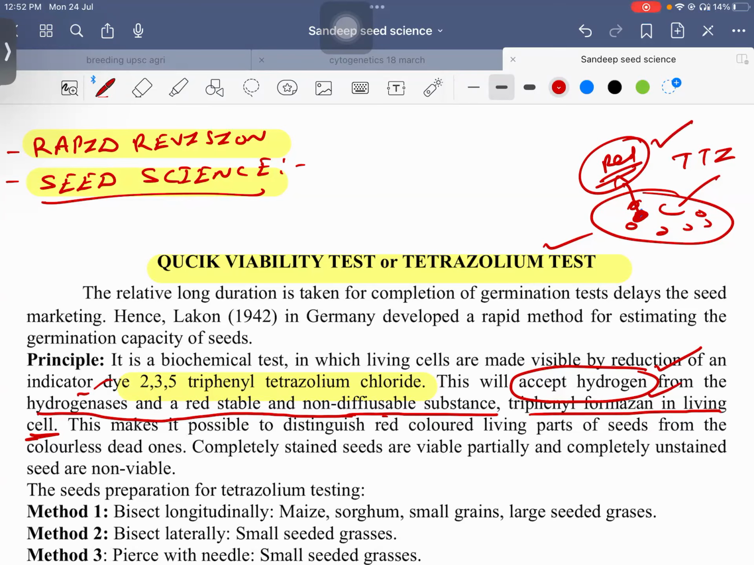But if there are some dead seeds, okay, means which are not living, they will not be having any stain. Okay, and based on that, we can know whether the seed is viable or not. Okay, so this is the basis.